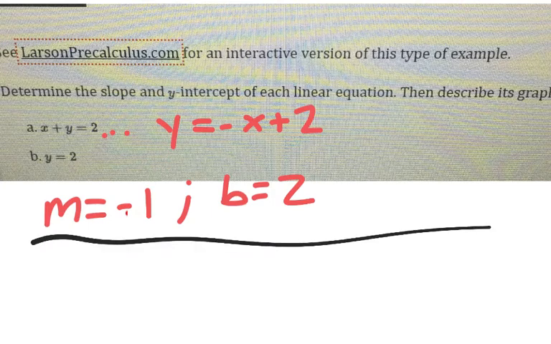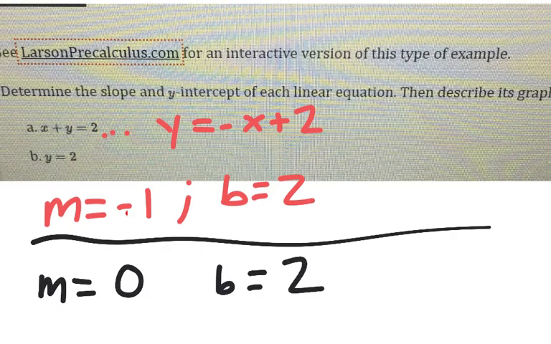Okay, so doing part B, what is my slope? 0. What is my y-intercept? 2. So it crosses the y-axis at 2, and it has a slope of 0, because this is a horizontal line. So if you had to describe its graph, how would you do that? It's a horizontal line going through the y-intercept of 2.